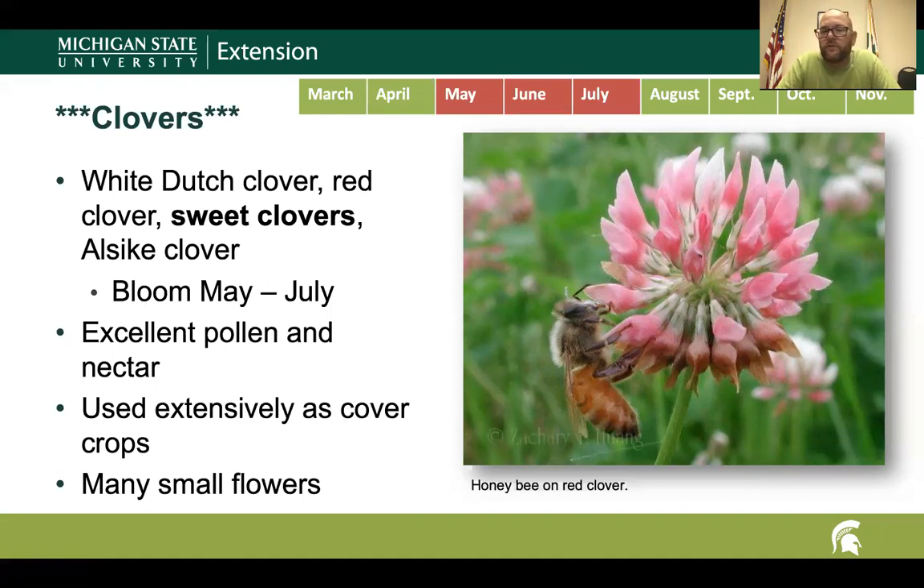And that one will produce excellent pollen, excellent nectar, very high amounts. A big acreage of sweet clover will produce a lot of honey. So really, really good. The nice thing I really like about clovers, and particularly the sweet clovers as well, is that these are used extensively as cover crops across the United States. So if you're a farmer looking to put a field into cover crops to help repair soil or improve soil, yellow sweet clover is a great option, and you're going to get great honey out of it as well. Many small flowers on those plants, like I said previously.